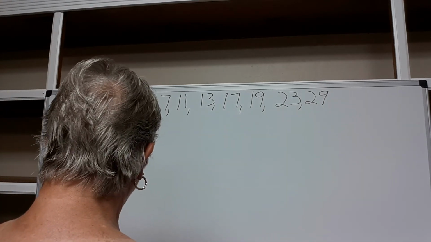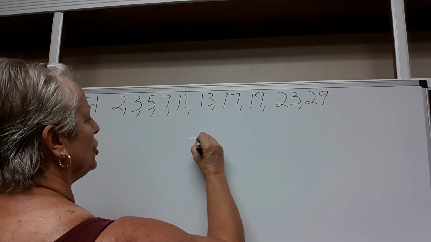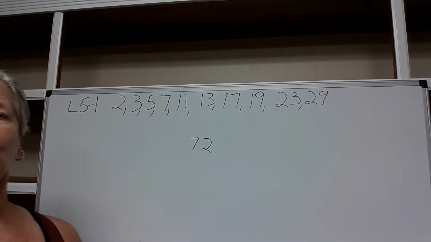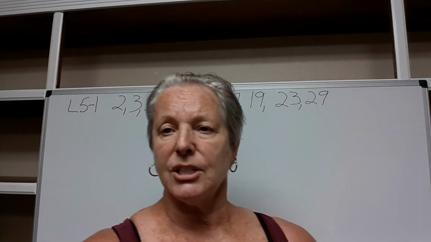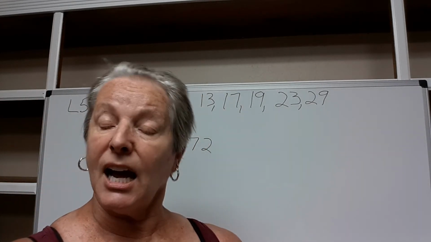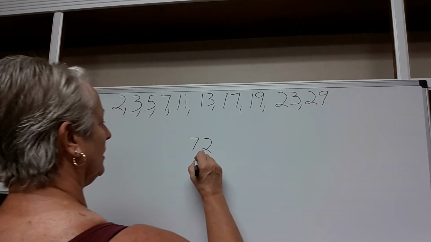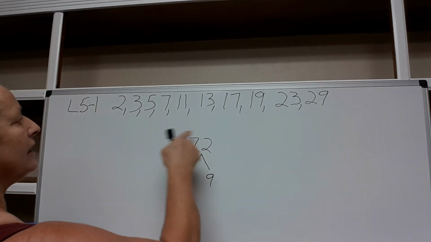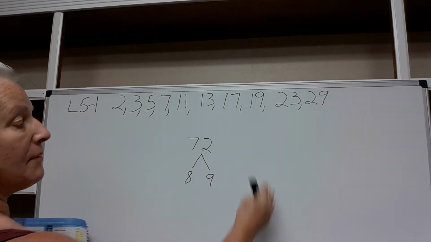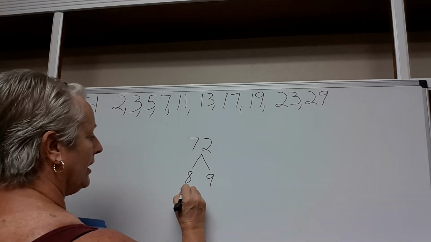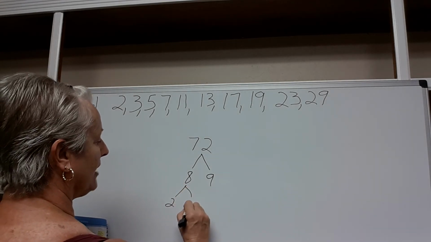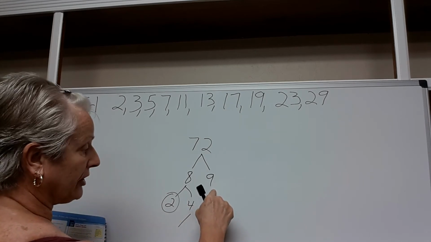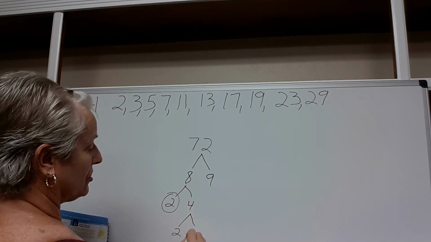All right, let's do another number. Let's do 72. Now, hopefully with you learning your multiplication tables, you should know that 8 times 9 is 72. Okay, I'm putting my 8 first. 8 times 9. Neither of these are prime numbers. We've got to keep going down. 8, we have 2 times 4. This 2 is a prime. We can go up here and do it, or you can finish this. It's 2 times 2.